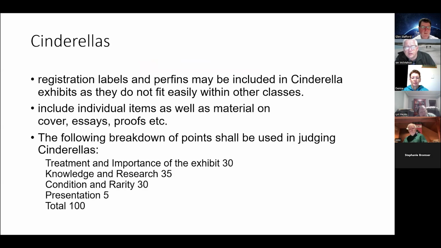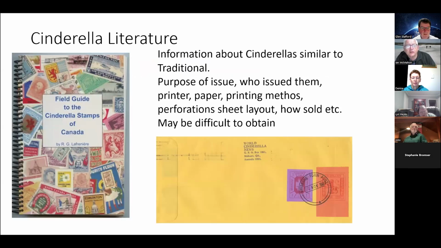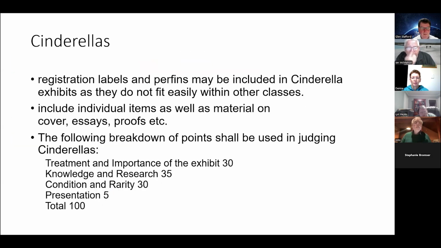The point breakdown is very familiar: treatment and importance, knowledge and research, condition, rarity, presentation. I'll just make a few quick comments. Treatment is really the same as in all the other classes, except it's Cinderella treatment, and the importance is importance to the field of Cinderellas. So a traditional person might give some of it 1 or 2 points, but clearly, as a judge in Cinderellas, you would give it higher than that, depending on the importance of the exhibit and the importance of the subject.